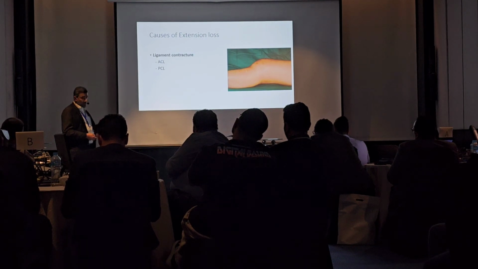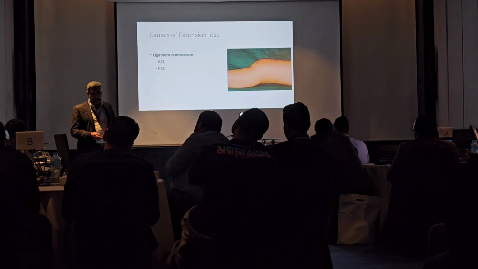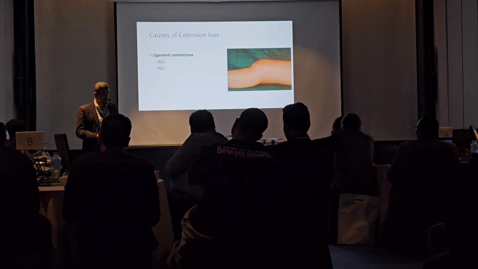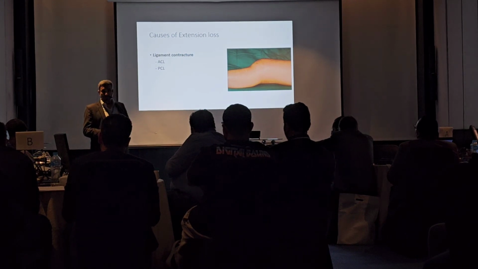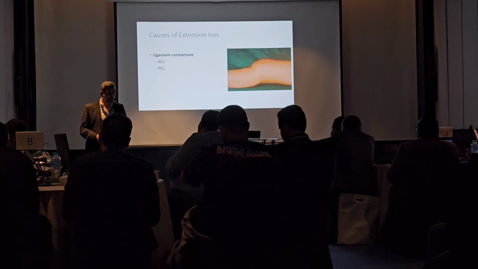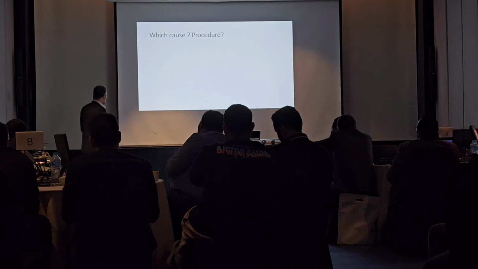Again, this is the ligament contracture of the cruciate. This is one important cause of extension loss. And this is because of immobilization. We have seen in our practice a patient who had a severe ankle sprain, and he went to the ER, they put a back slab, and the doctor kept the slab on for a long time, and he presented with loss of the last degrees of extension. So this is very difficult to treat, so we have to be aware of that.